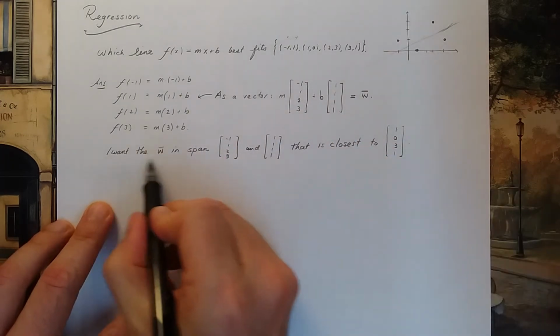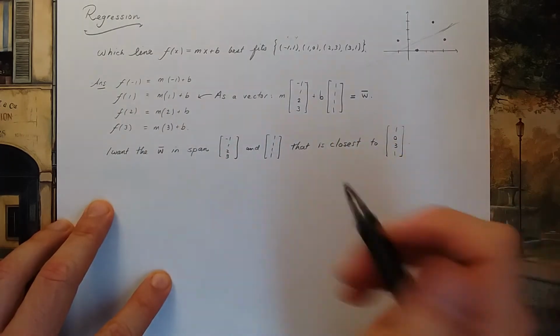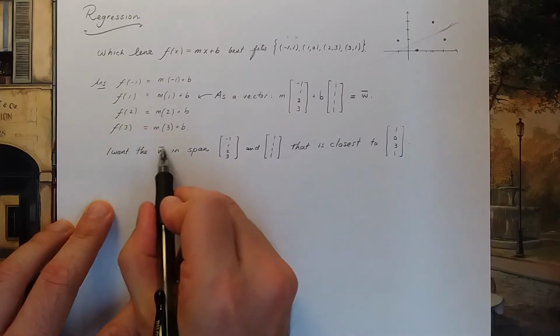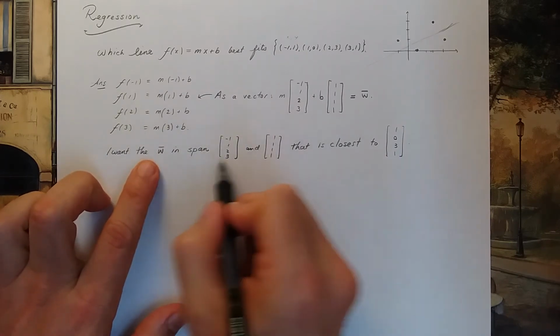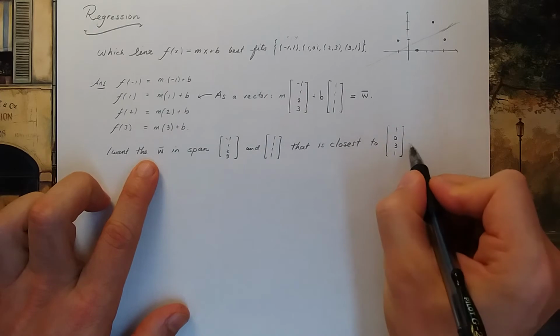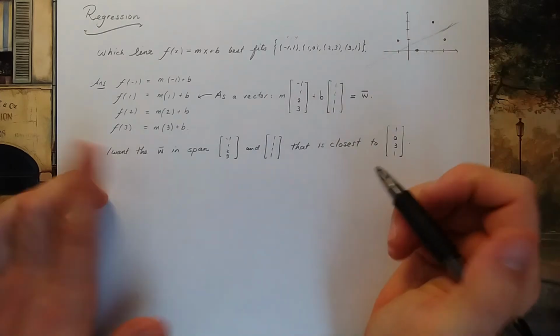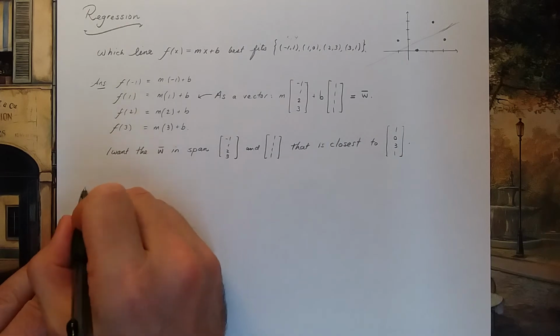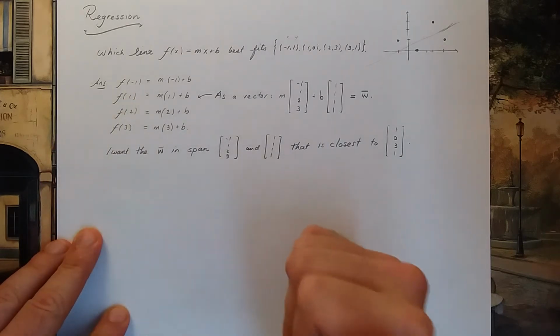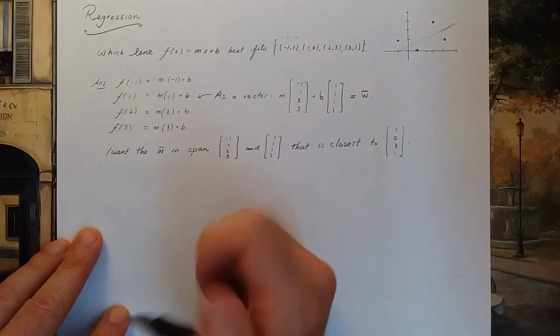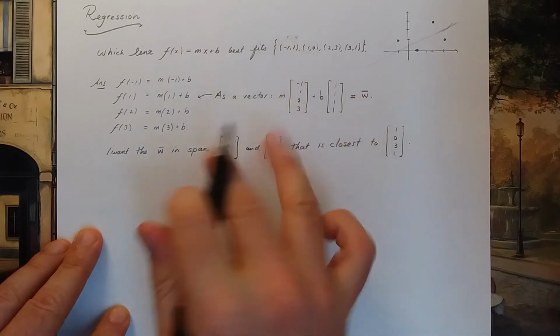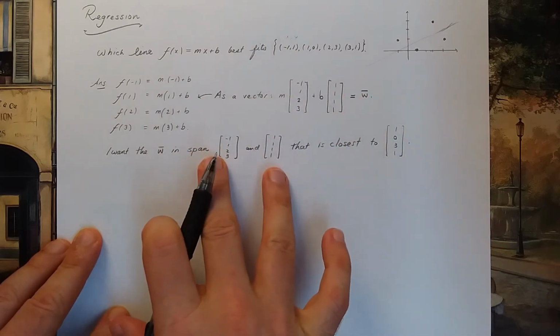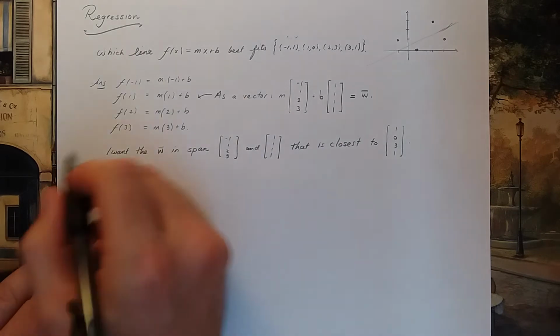This is the big question. I have to find the vector w in the span of others that's closest to another vector. This is what we know how to solve. So I'm going to solve this using the two-step method we outlined in the previous video. First, I'm going to apply the Gram-Schmidt procedure to these two vectors, and then I'm going to project.